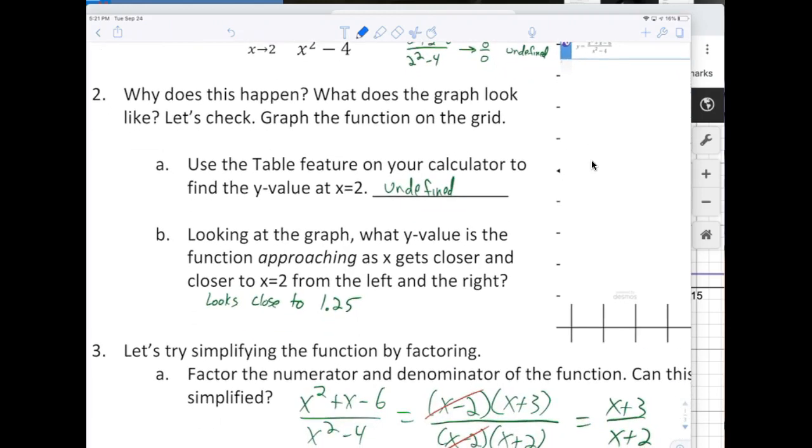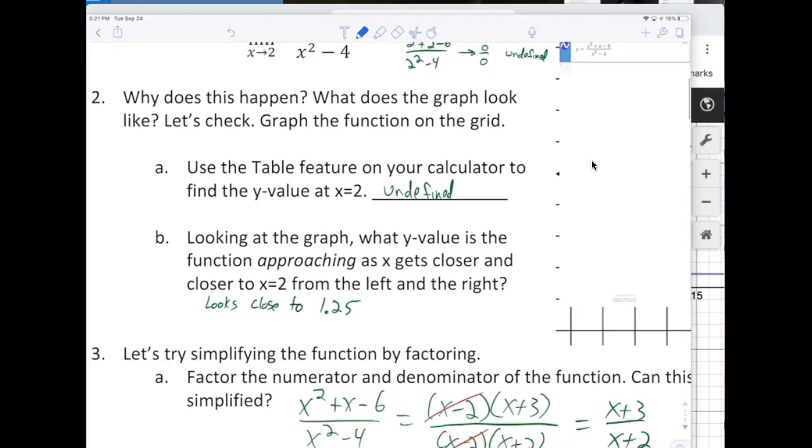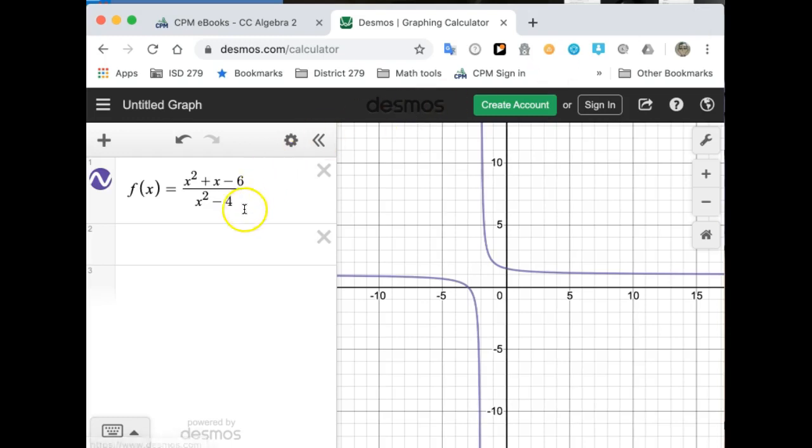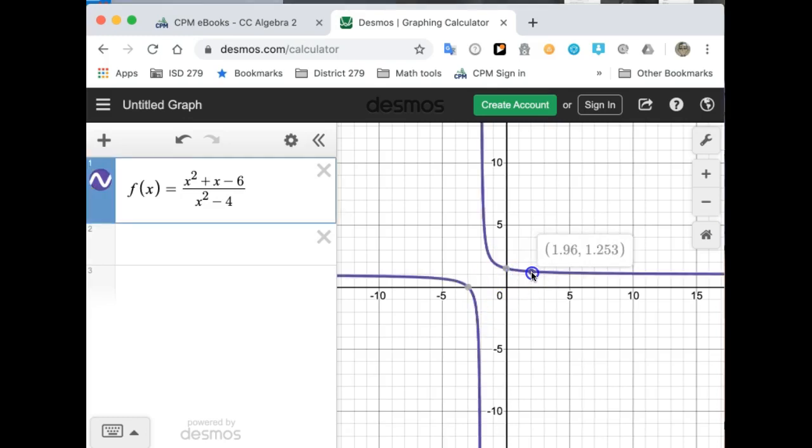So why did that happen? Well, let's take a look at Desmos. If I graph f of x equals x squared plus x minus 6 over x squared minus 4, I see a vertical asymptote here at negative 2, but at positive 2, let's see if I can land right on it. Did you see it? It was there, right there. We are undefined there. The graph has a hole in it.